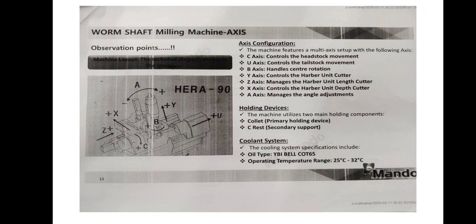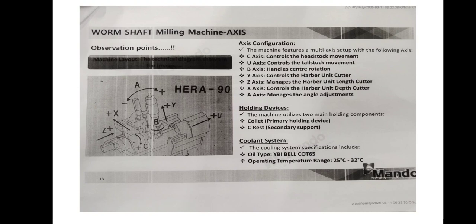This is our milling machine axis. Axis configuration: the C axis controls the headstock movement. The U axis controls the tailstock movement. The B axis is the hob head center rotation. The Y axis controls the cutter unit. The Z axis manages the cutter unit length. The X axis controls the cutter unit depth. The A axis manages the angle adjustments.